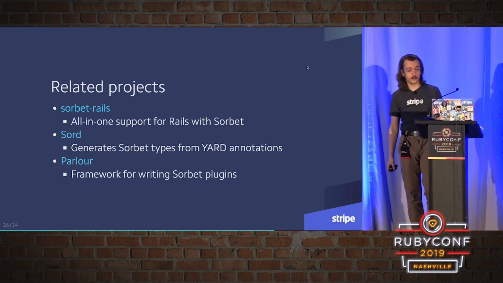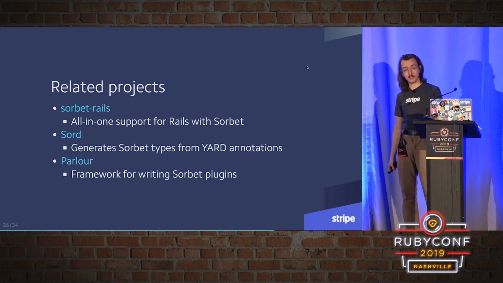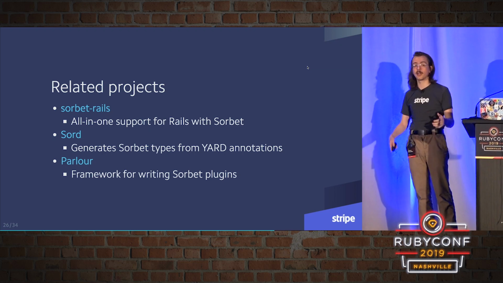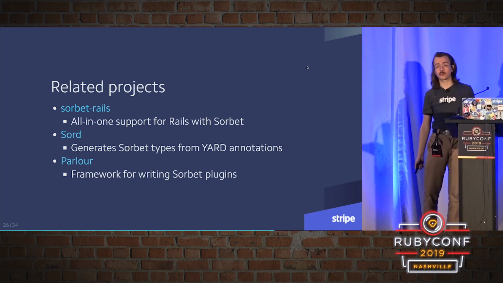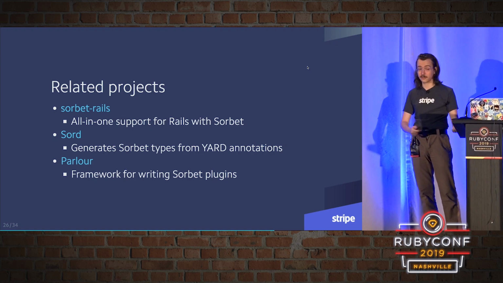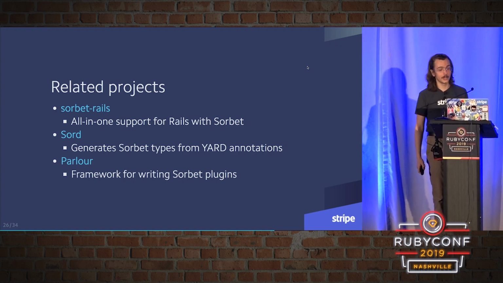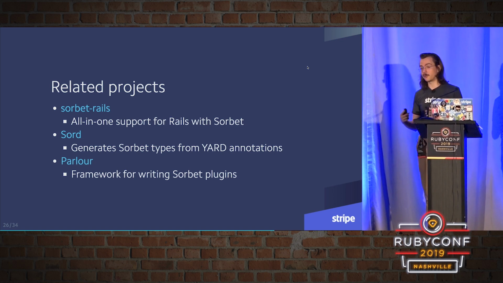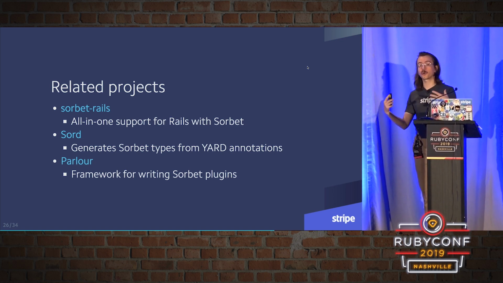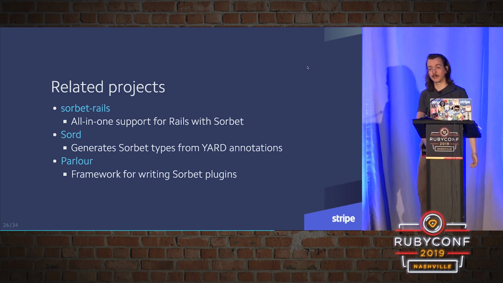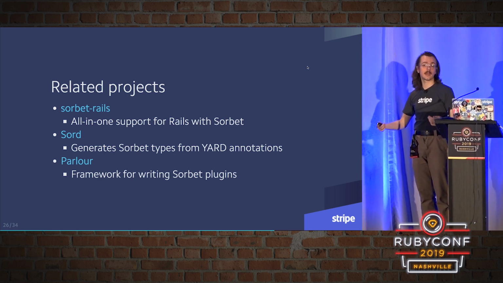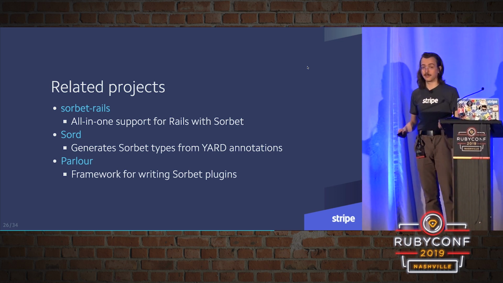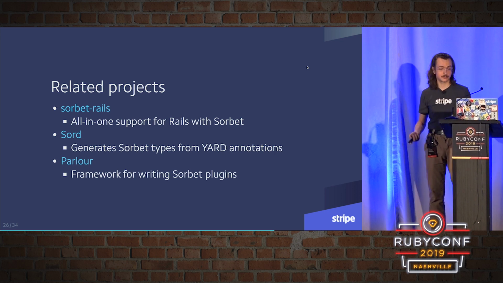There's another project called Sord, which generates Sorbet types from YARD annotations. So you have a code base where you used to describe the majority of your arguments via YARD docs. You can now convert them to Sorbet types in order for them to be checked. And Parlour is a general plugin ecosystem for writing Sorbet plugins so that you can teach Sorbet about your internal DSLs, about your internal coding conventions, about your internal magic that is adding additional benefit to your company, and you would benefit from adding types to it, despite it not being programmed by people.